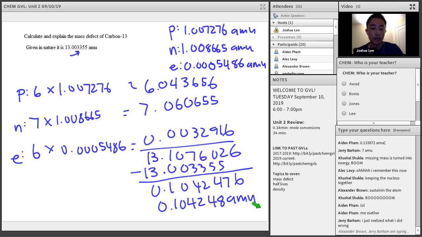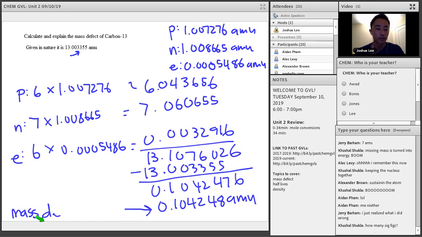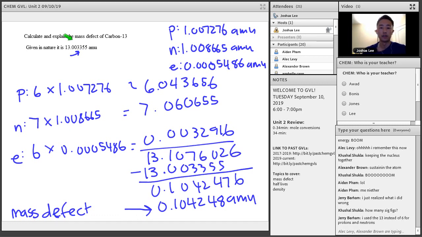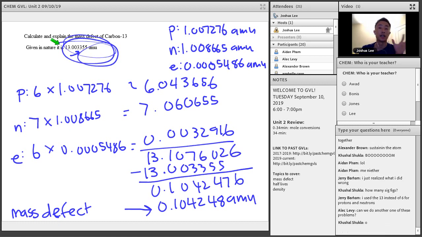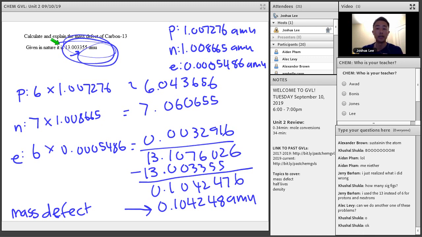So this is the mass defect. So we would say, hey, this is the mass defect. And then what Kushal said, the sig figs is going to be based off this number right there. So 6 past the decimal. The mass defect, like Kushal said, is the mass that got converted to energy to keep the nucleus together.